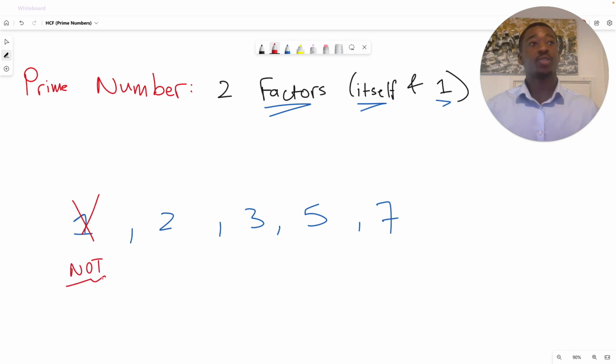To understand this, we have to go back to our definition. Remember, prime numbers have two factors, itself and 1. But with 1, we only have one factor because itself and 1 are the same thing. So make sure we don't get caught out in the exam by wrongly classifying 1 as a prime number. 1 is not a prime number. So really, the first 5 prime numbers are 2, 3, 5, 7, and 11. These are our first 5 prime numbers.